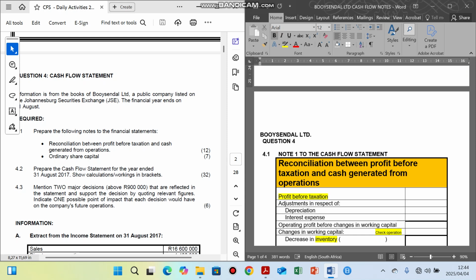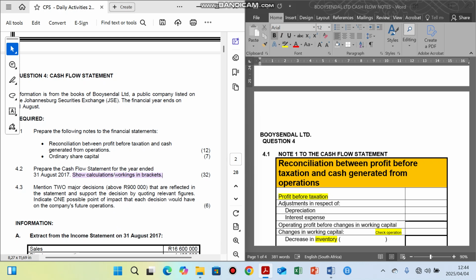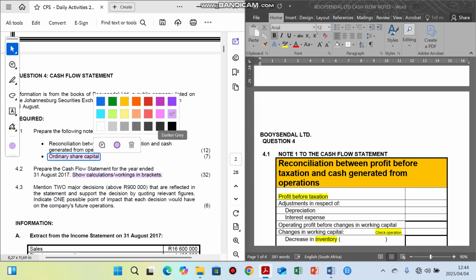Then we also look at ordinary share capital and prepare the cash flow statement for the year ended 31st August 2017. Something that is very important there is to show all calculations, and furthermore we are required to show workings in brackets, get the mark allocation there. For the purpose of this lesson, we're only going to be focusing on the notes to the cash flow statement without complete notes to the financial statements. That means we're not going to be doing this ordinary share capital note, but the other ones we're going to be doing.